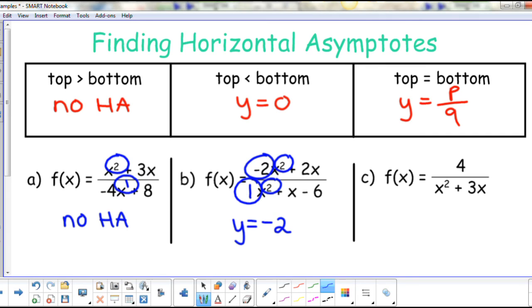In C, I have a degree of 0 in my numerator since I have no variable, and I have a degree of 2 in my denominator. So here my top is less than my bottom, so my horizontal asymptote will be at y equal to 0.